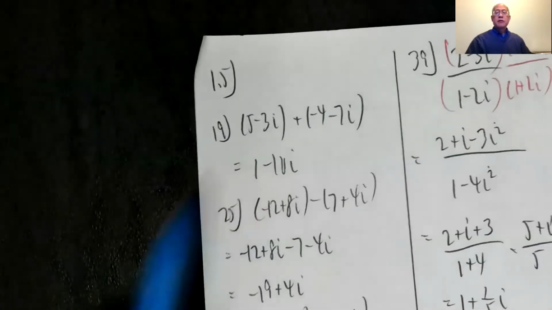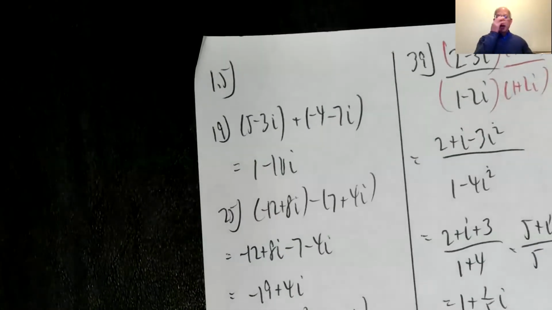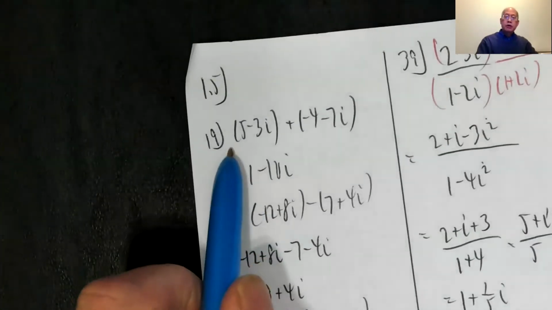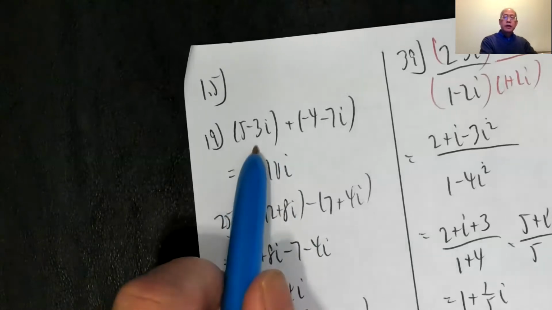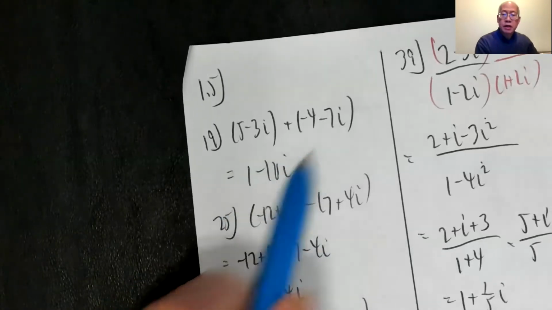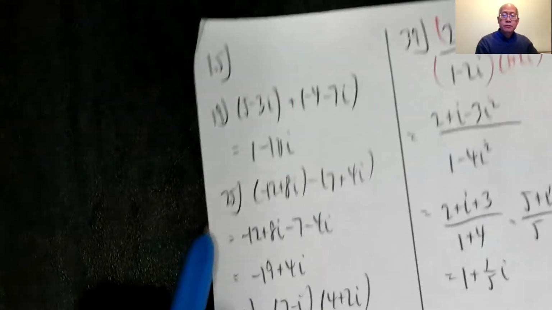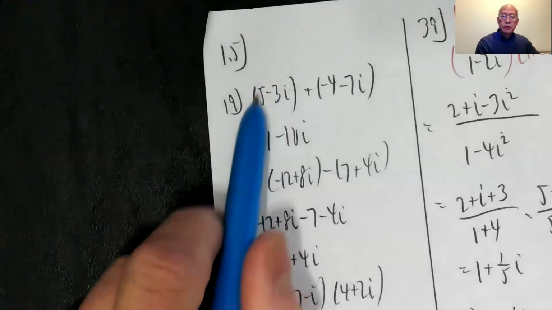19. 5 minus 3i plus -4 minus 7i. You just add the real part. 5 and a -4 is 1. Add the imaginary part. -3i minus 7i is -10i. This is the real part, imaginary part. The whole thing is called a complex number.